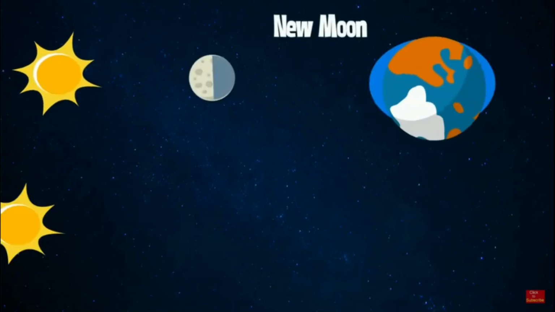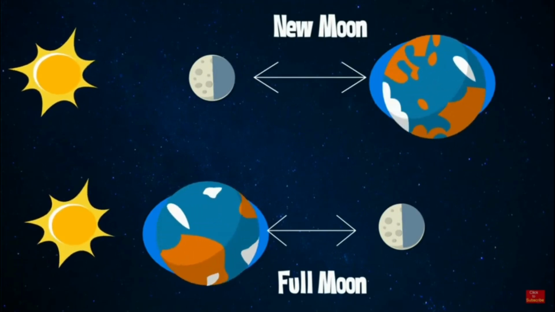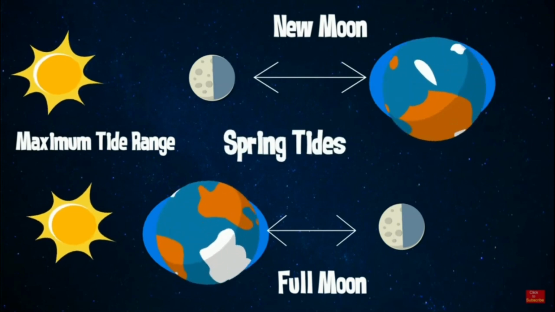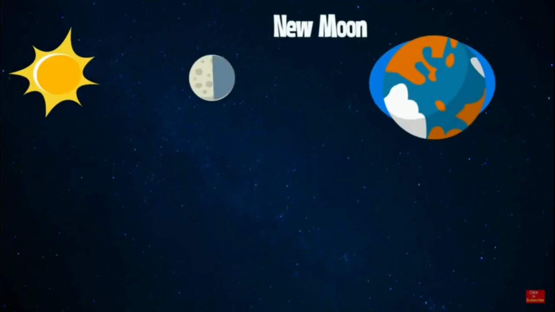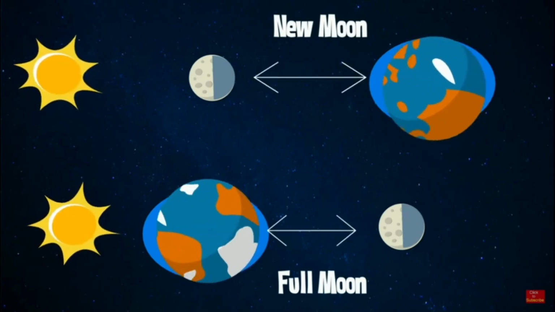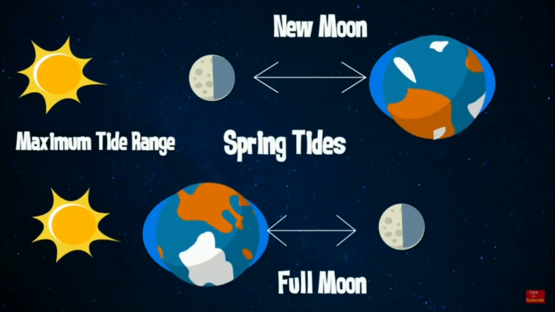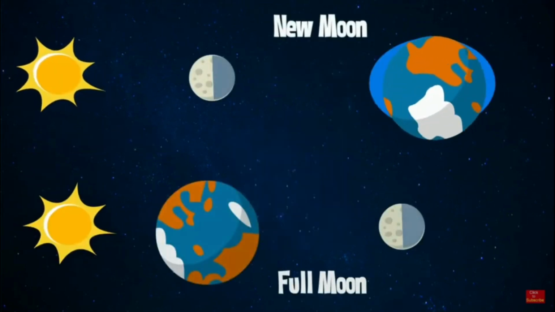Spring tides happen when the sun, earth, and moon are aligned. There are two instances where the sun, earth, and moon are aligned. This happens during new moon and during full moon. As you can see, the moon is on different sides of the earth at new moon and at full moon, but in both cases, the sun, earth, and moon are aligned. This alignment increases the gravitational pull on Earth's oceans, making high tides higher and low tides lower.